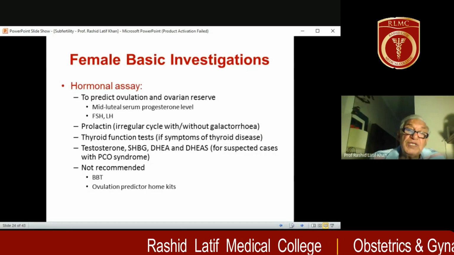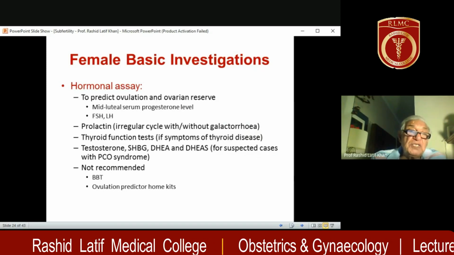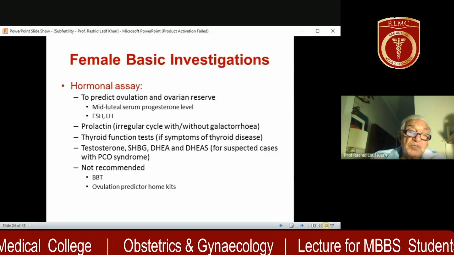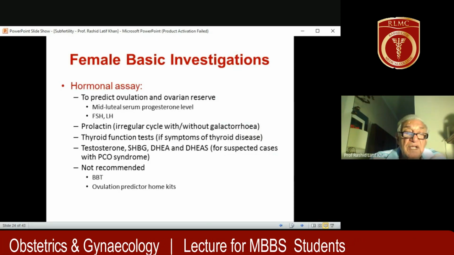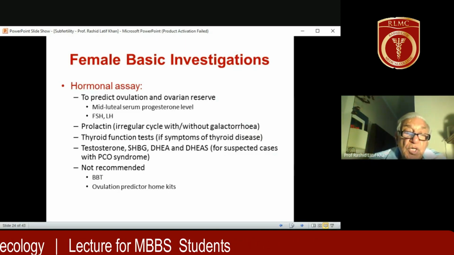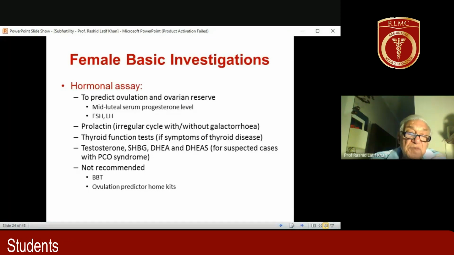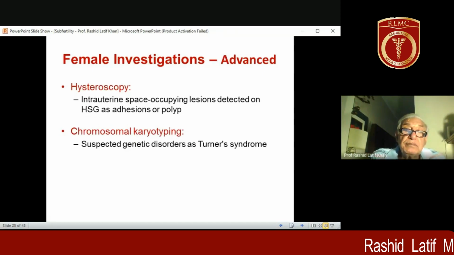When we come to hormone assays, as I told you, the pituitary hormones FSH, LH, prolactin, and then the ovarian hormones, estrogens and progesterone, all give you information about ovulation status. And if you suspect that the patient may have PCO, then SHBG, DHEA, and DHEAS are specially advised in those patients who suffer from this. But hormone assays will generally give you information about ovulation.